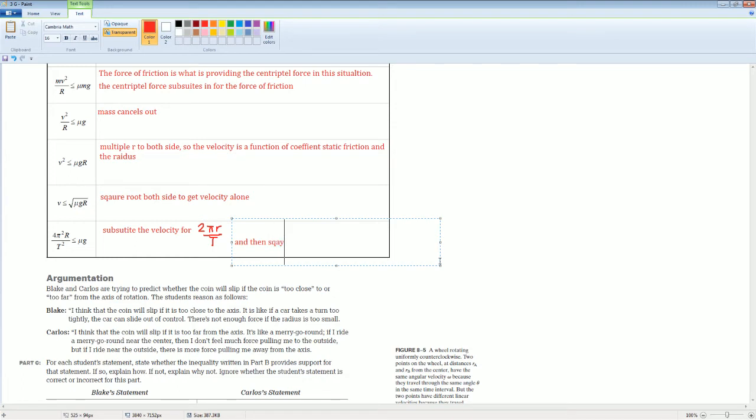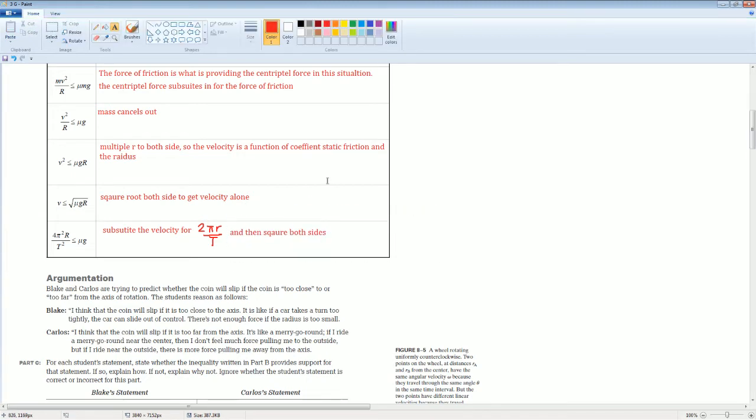Then squared both sides. Alright, so that is what happens. The reason why they squared both sides in this case is just to get rid of the square root. Okay, so an intermediate step, if you can't see it, because again, the publishers didn't have enough room for this. So what they did here is they had the v squared, they had v less than or equal to the square root of mu gr, right?